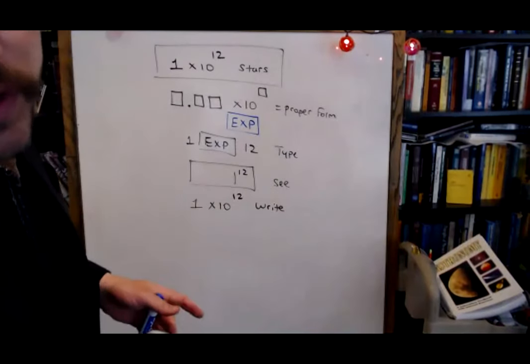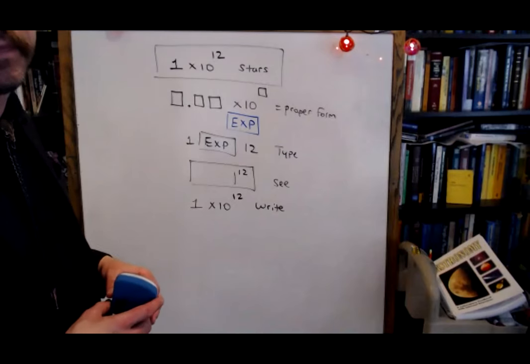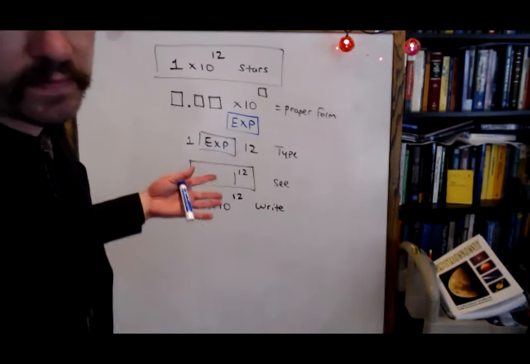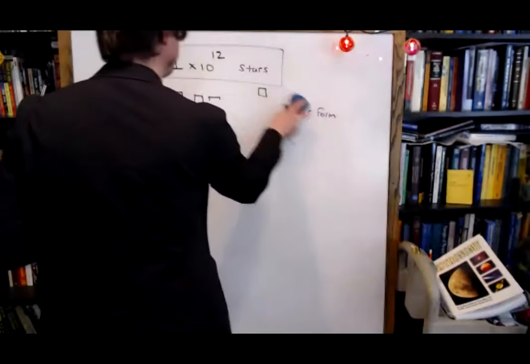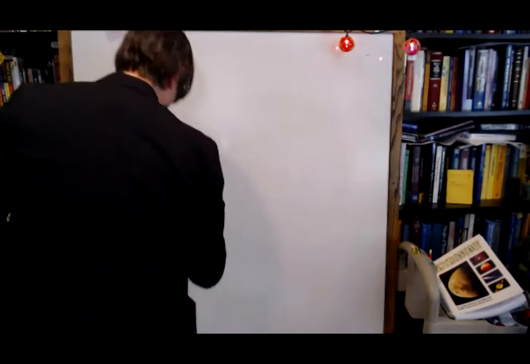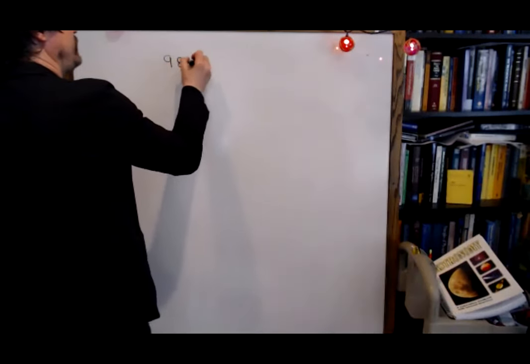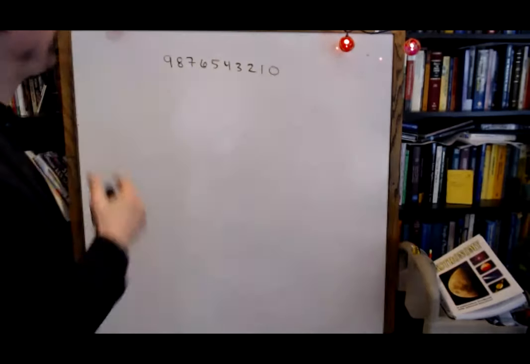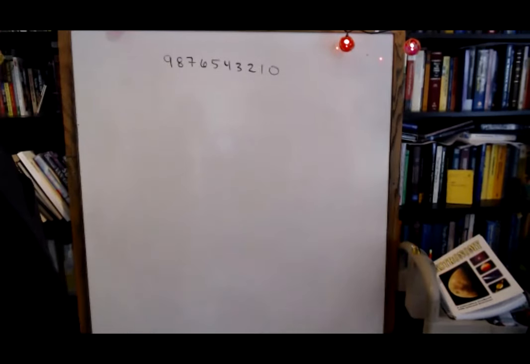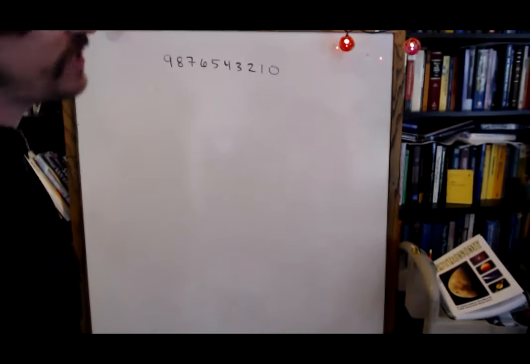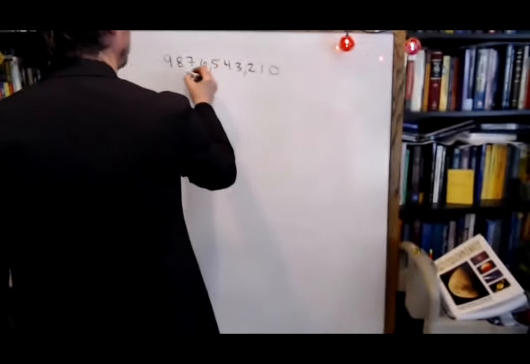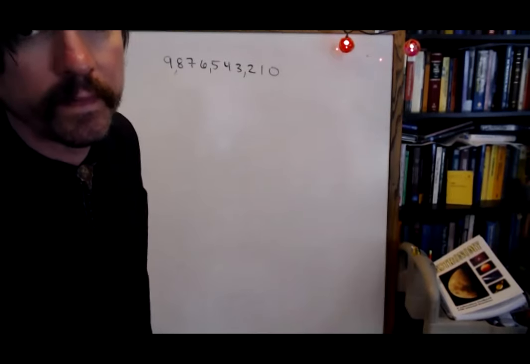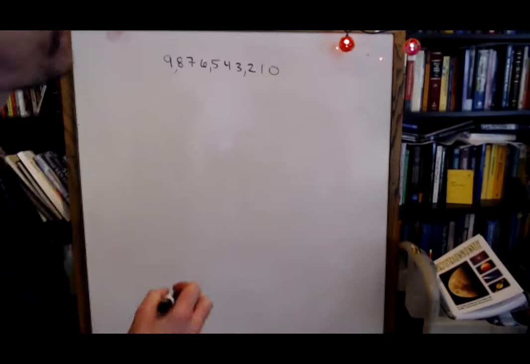Okay. Let's try one more example and then we move on. Let's take a number like 9876543210. Does anyone know how to say that number in plain English? You're supposed to put commas after every three digits, right? So you put a comma there, and a comma there, and a comma there. What is that number? 9 billion, blah, blah, blah, blah, blah.